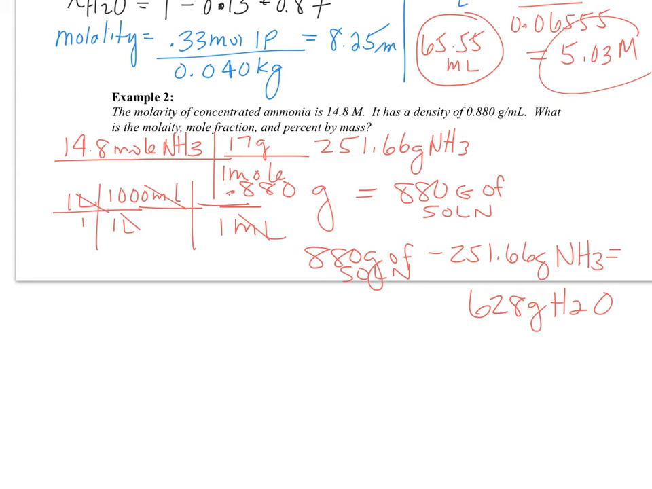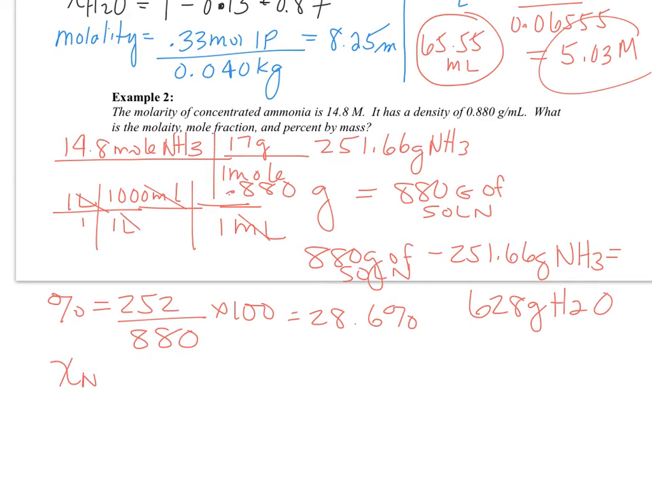So now we can actually do some calculations, all right? I'm going to start with the backwards. I'm going to do percent mass. So we've got part over whole times 100. So we've got 252 over the whole 880 times 100 gives us 28.6% ammonia.